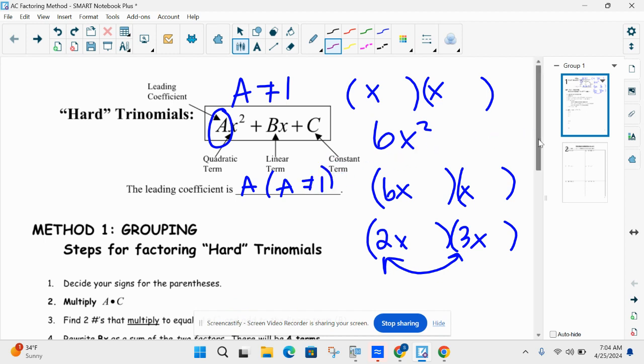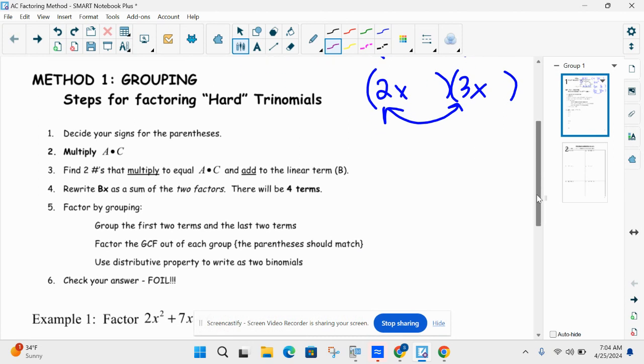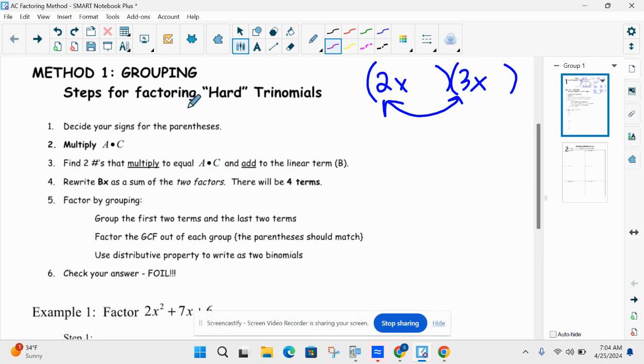So the first step of using the AC method is to decide the signs for your parentheses, of course, plus or minus, both positive, both negative. And step 2 is to multiply A and C together, hence why it's called the AC method. And then for step 3, you're going to find the two numbers that are factors of that product and add to the linear term. So instead of finding just factors of C that add to B, you're finding factors of this number that add to B. And then you're going to use those two numbers to rewrite your middle term as a sum of those two factors. Then there will be 4 terms.